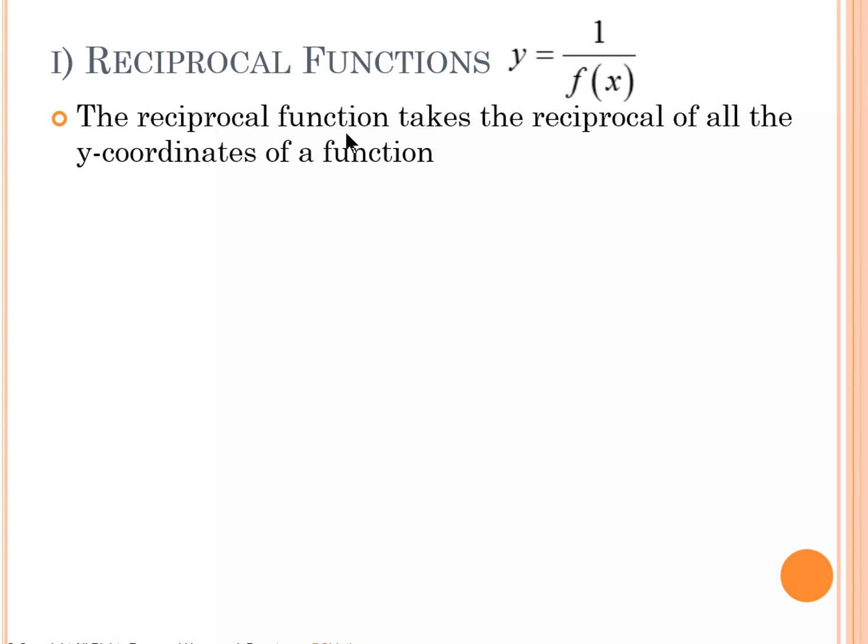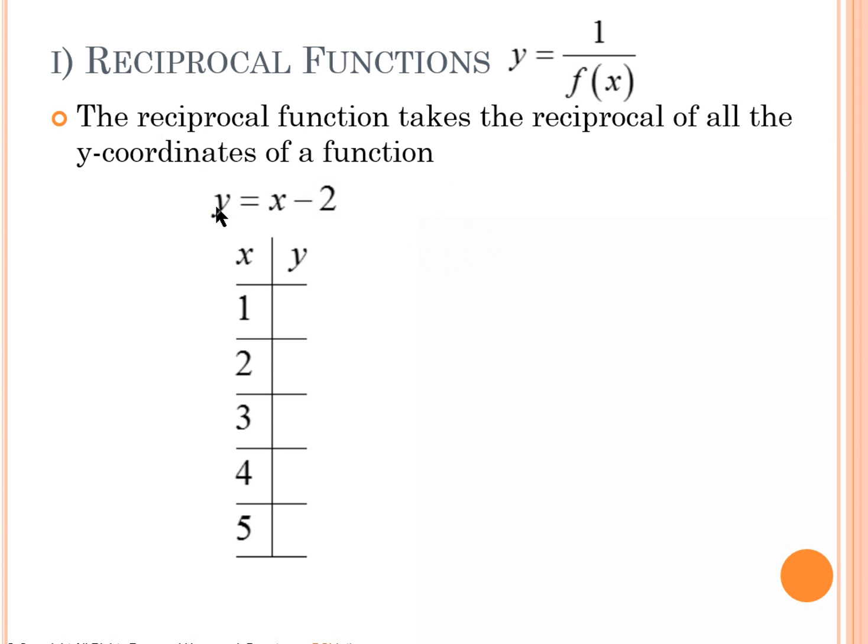So when we're trying to graph a reciprocal function, we need to take all the y coordinates and take their reciprocal values. So if I had the value of 2, the reciprocal of 2 would be 1/2. If I have a value of 3, the reciprocal of 3 would be 1/3.